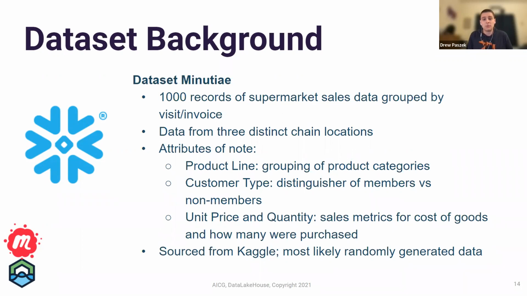But anyway, we found a data set on Kaggle that had about 1,000 records of supermarket sales that were grouped by invoice level based on a customer's visit to that supermarket. It had a couple of fields for unit price and quantity of items purchased, and the grouping of products, like health and beauty versus food versus other cosmetic items. And there was another field about customer type, so whether this person had a membership to that specific supermarket, or whether they were just a person walking off the street.